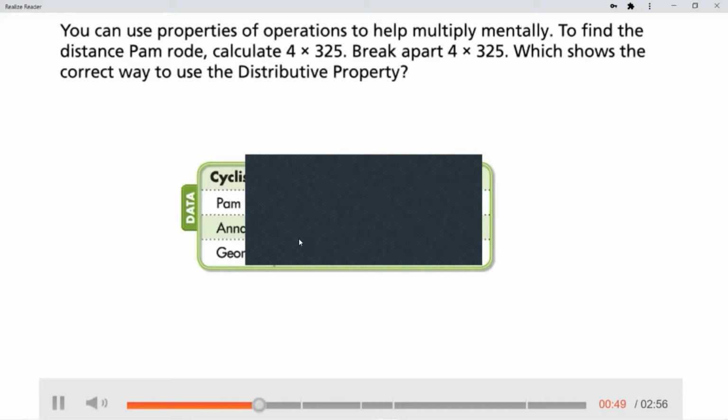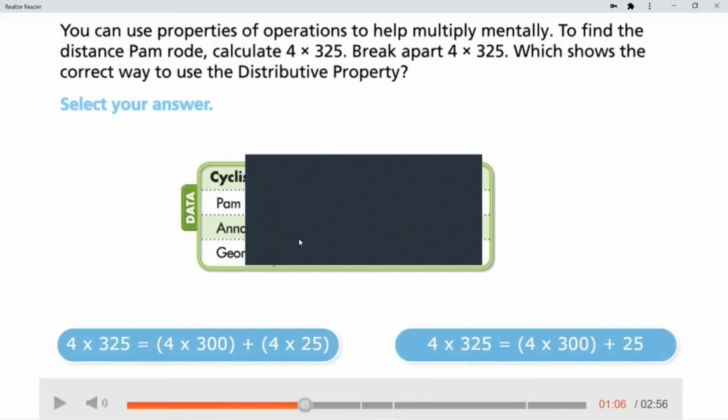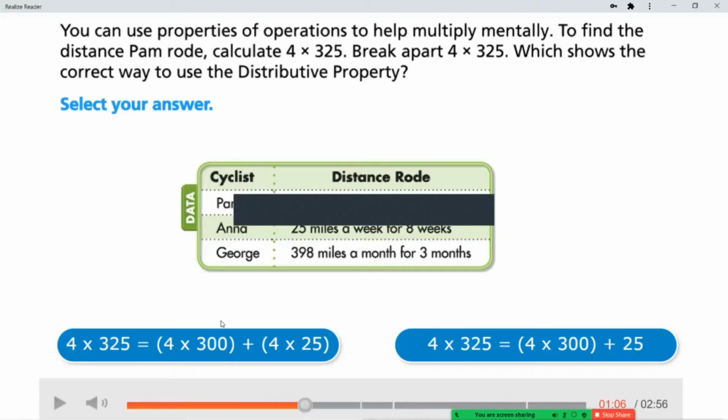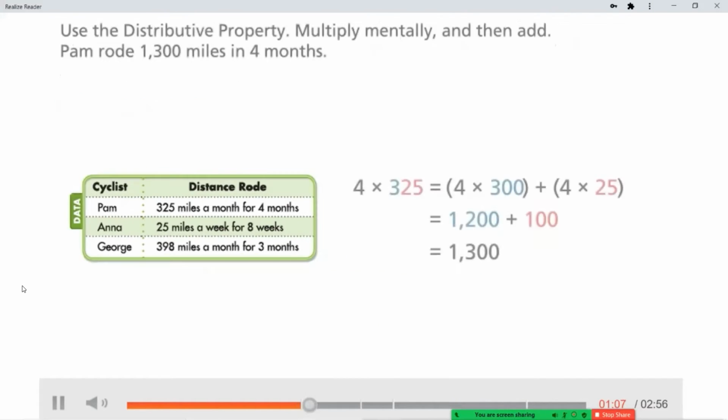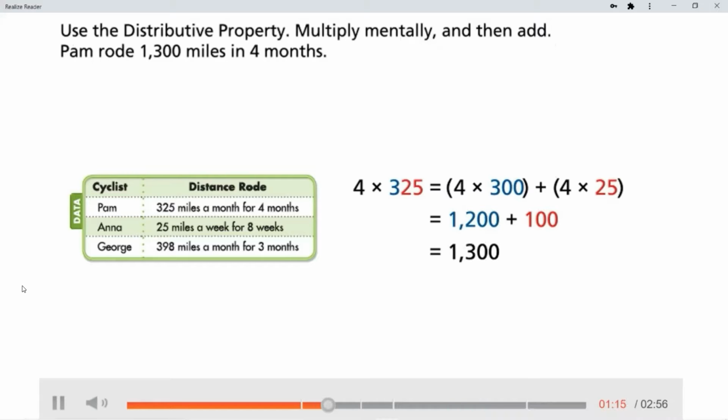You can use properties of operations to help multiply mentally. To find the distance Pam rode, calculate 4 times 325. Break apart 4 times 325. Which shows the correct way to use the distributive property? Select your answer. Use the distributive property. Multiply mentally, and then add. Pam rode 1,300 miles in 4 months.